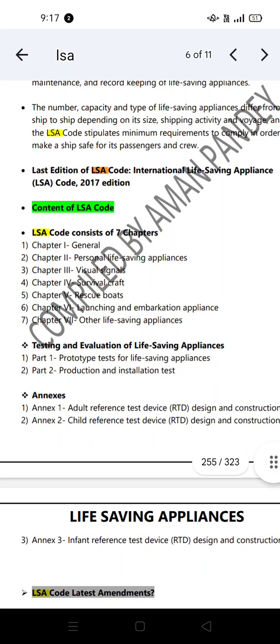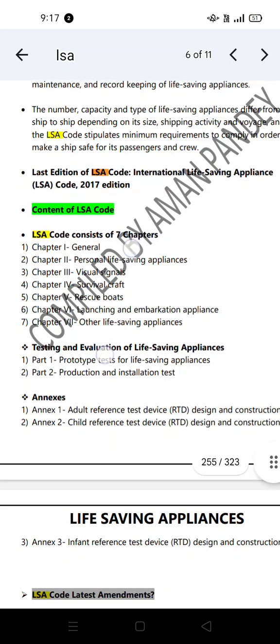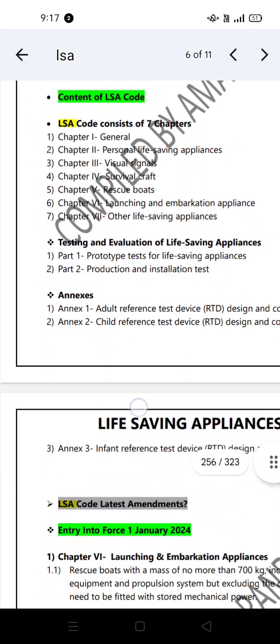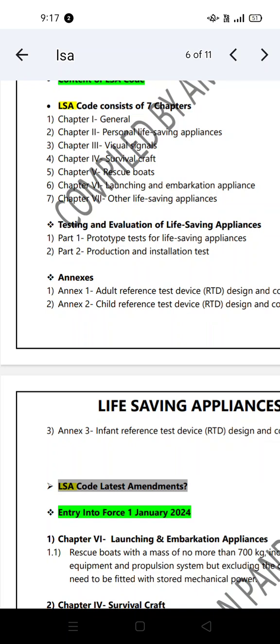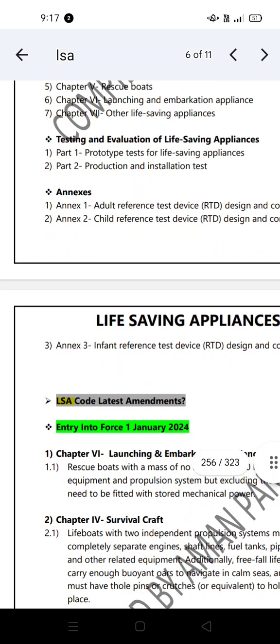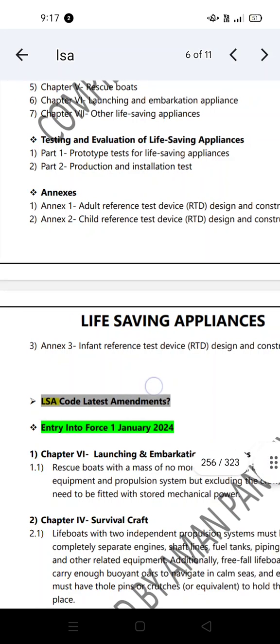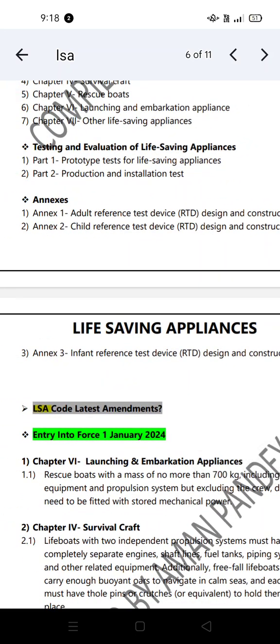So the LSA Code consists of seven chapters. I used the word escape, which was wrong. I have to use the word launching. Then testing and evaluation of life-saving appliances: the first is the prototype test for life-saving appliances, and the second is the production and installation test. Both are tests only. Then the annexes: adult reference test device and child reference test device, and construction. You have to use the words test device and construction.